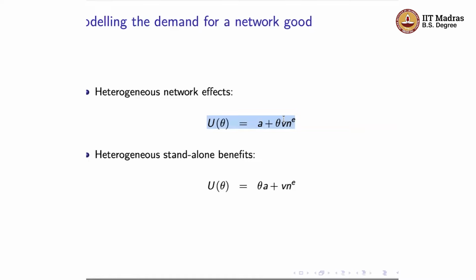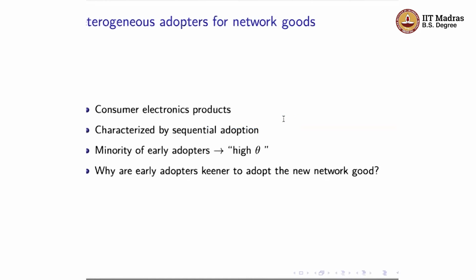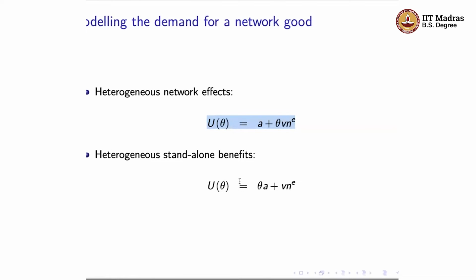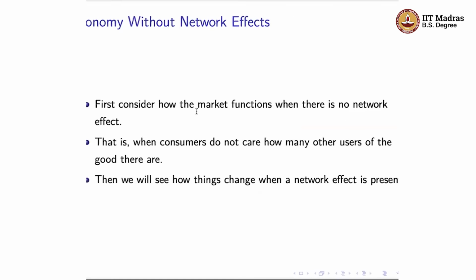And therefore, for them, these were the early adopters, right? The people who had a high value of theta, where the theta was associated with the heterogeneous network effects. However, in another example, which is high definition television, there the early adopters were the tech aficionados, right? So these were basically people who were very interested in having access to superior picture quality. And so this was an example where not the people had different valuation of this network effect, but you had different people with different heterogeneous standalone benefits. And the people who had higher standalone benefits from using the product were the ones who first adopted the product, right? So these are again two different examples where you can see these two different things can be modeled in the same framework, right?